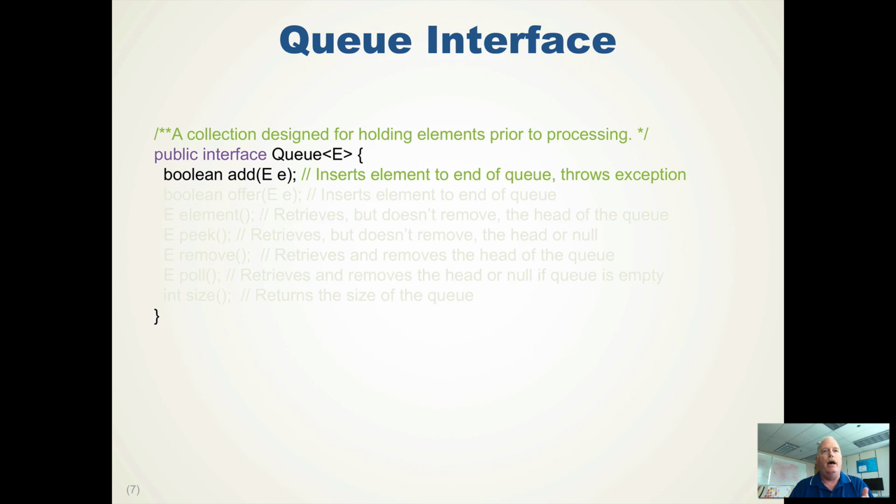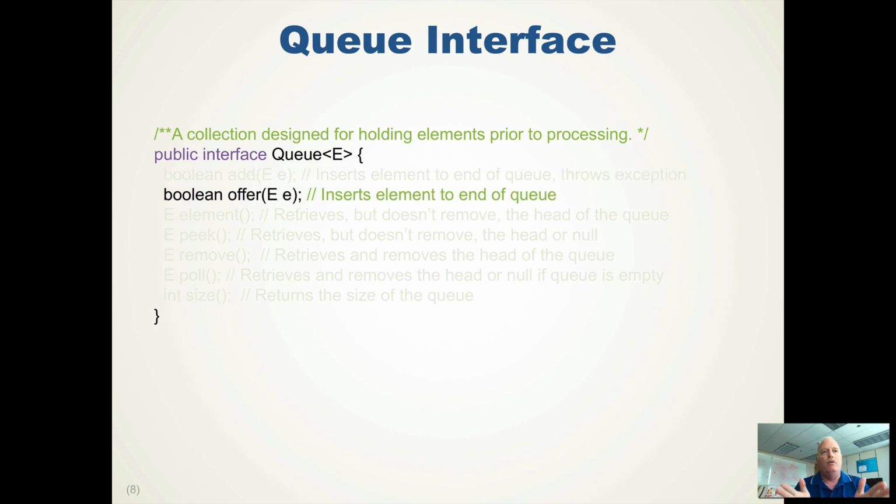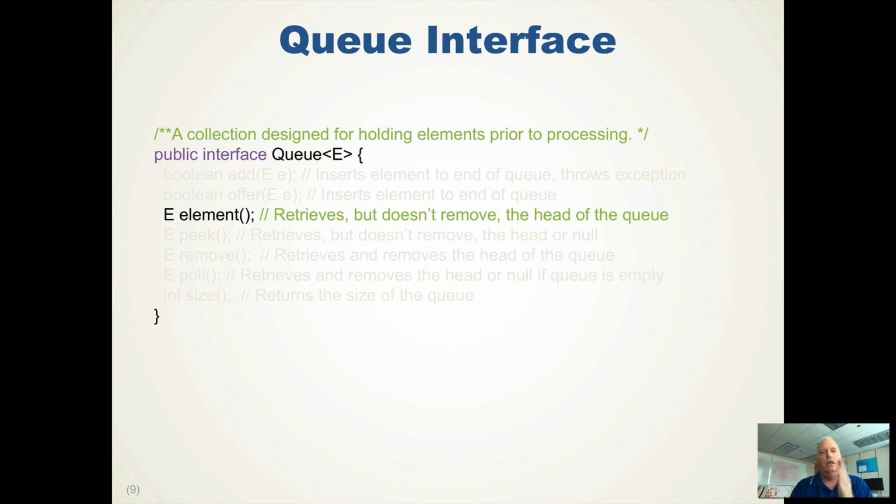So we'll talk about add. We add to the rear of the queue, but if the queue is full and cannot be expanded, it will throw an illegal state exception. The offer method will not throw the exception, but will return false if you cannot add E to the end of the queue. The element method retrieves, but does not remove, the head of the queue. If the queue is empty, it throws a no such element exception. The peek method does the same thing, but does not throw the exception. It will return null if the queue is empty.